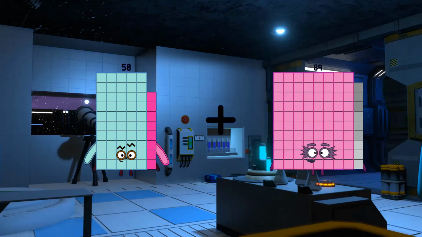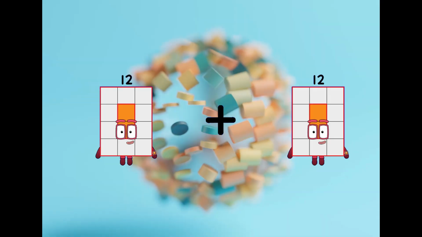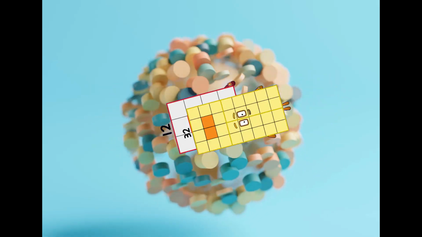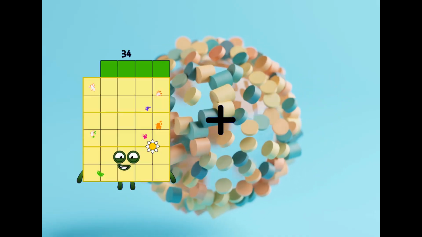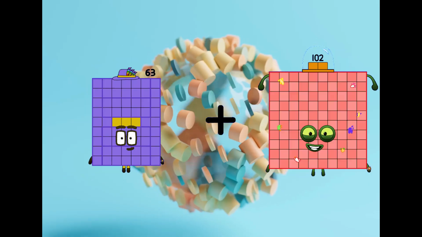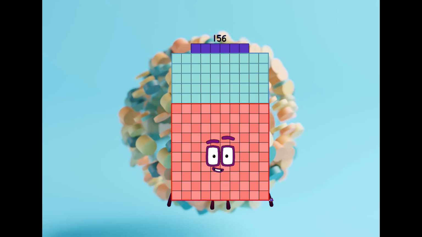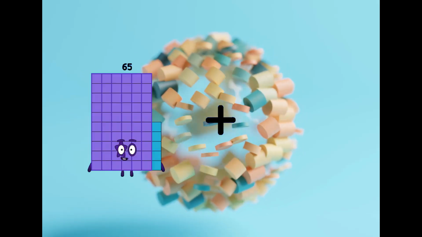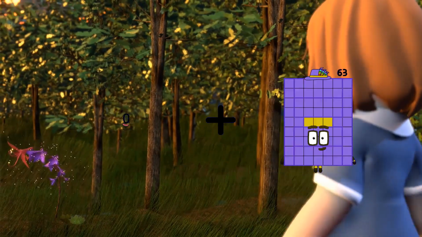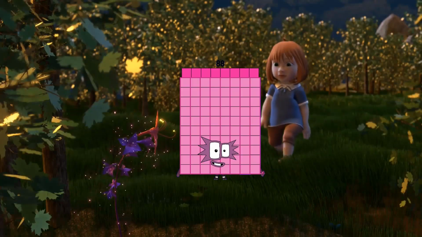58 plus 1 equals 59. 12 plus 32 equals 44. 63 plus 93 equals 156. 0 plus 88 equals 88.